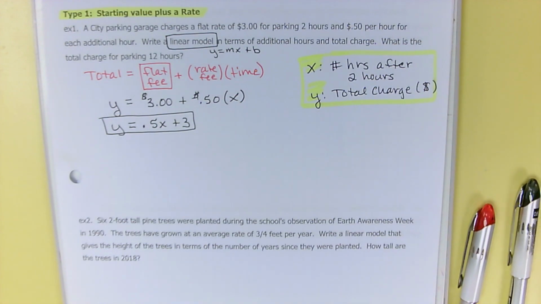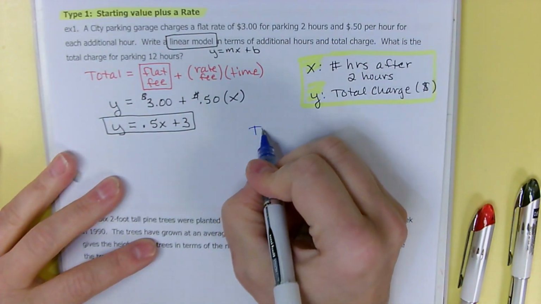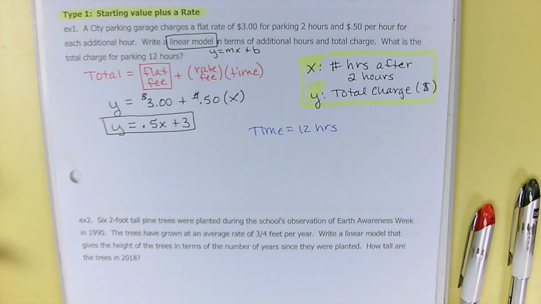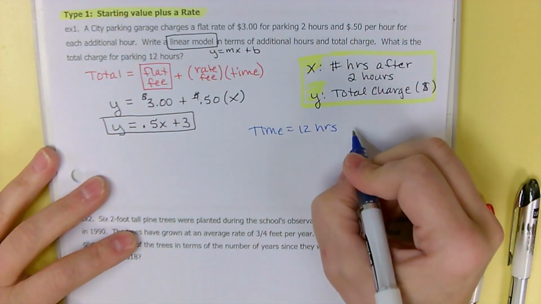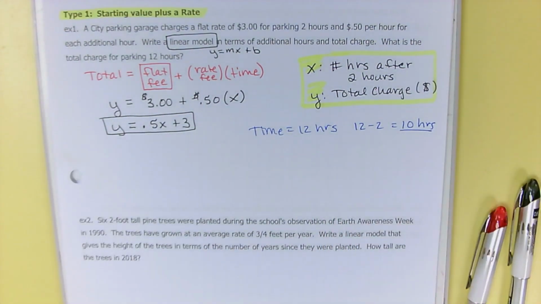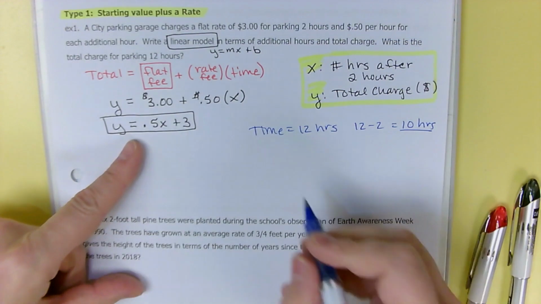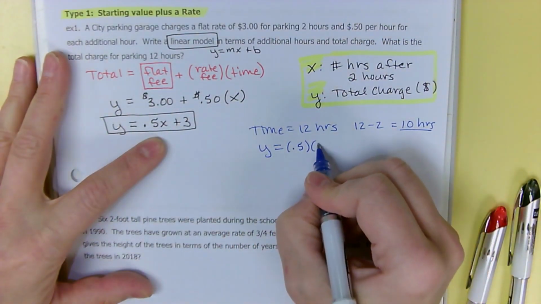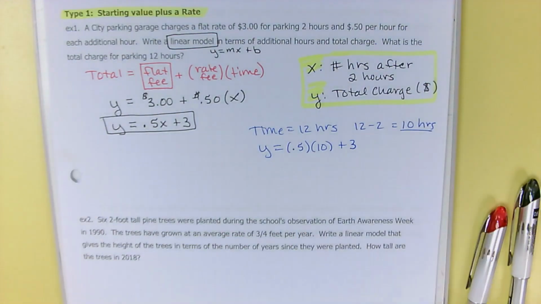What is the total charge for 12 hours? Okay, so we want to know the time. If it's 12 hours, how much are we going to get charged? Now remember though, we only get charged for the hours past the first 2. So 12 minus 2 means we're only going to do 10 hours at the 50-cent rate, because the first 2 are included. Okay, so let's sub that into our equation. Y equals 0.5 times 10 hours plus 3.